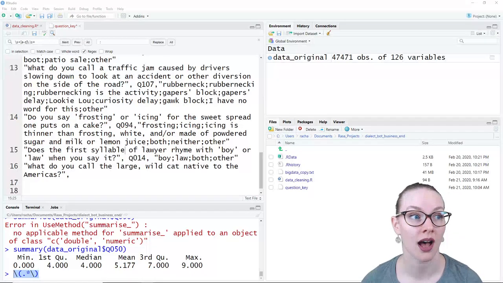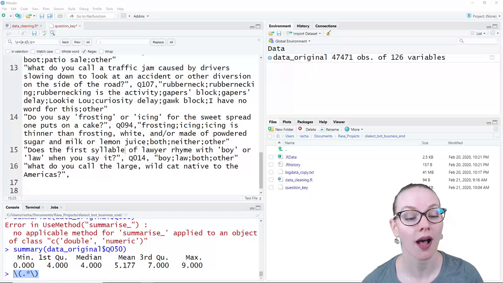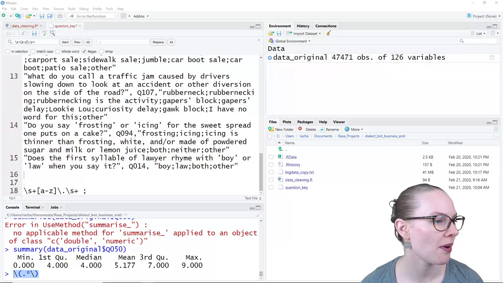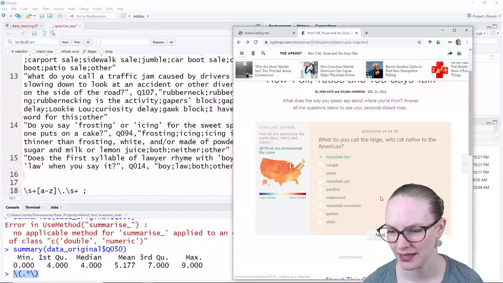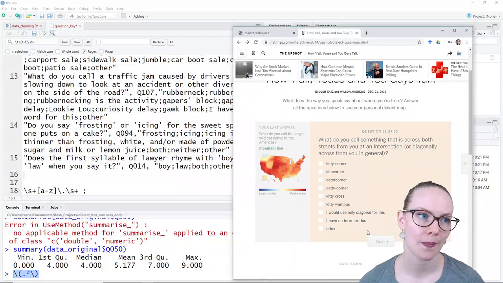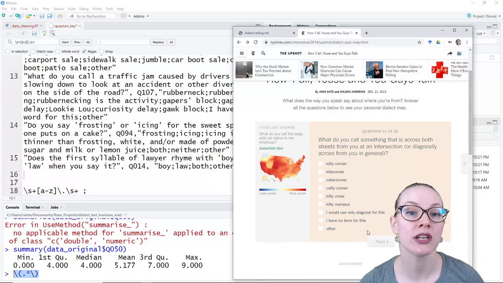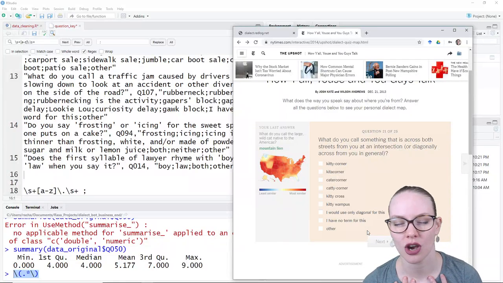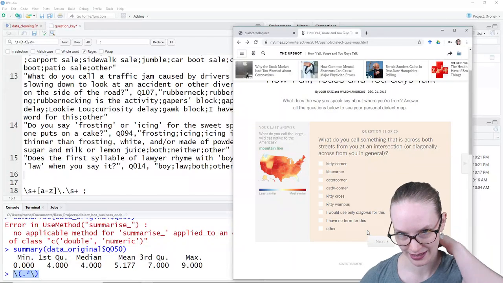So yeah, it's not multiple choice because I don't want to. The problem with multiple choice, I think I say mountain lion, is that it predisposes people to think about one or the other answer. And you want people to just go with their gut.